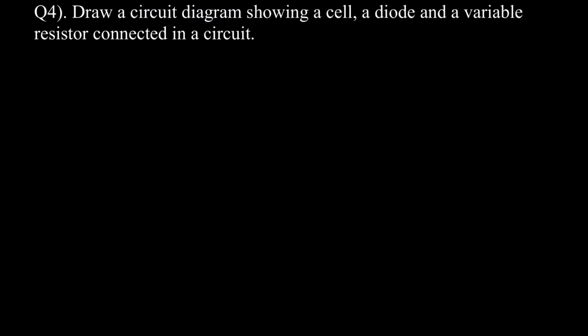So now for question 4, the question says draw a circuit diagram showing a cell, a diode, and a variable resistor connected in a circuit. So again, pause the video and try to draw the circuit diagram yourself first before seeing the final answer.